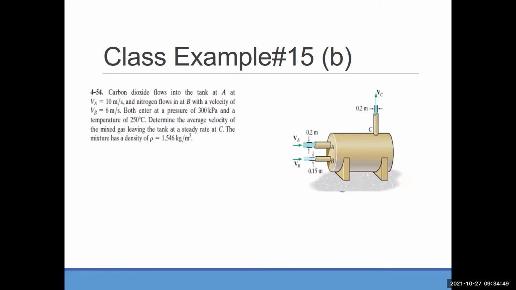Can anyone read the question? Thank you very much. So we have a tank here and we will consider this tank as our control volume. I shouldn't use the arrow sign, you will be confused. Okay. So this dotted line is the control volume here.